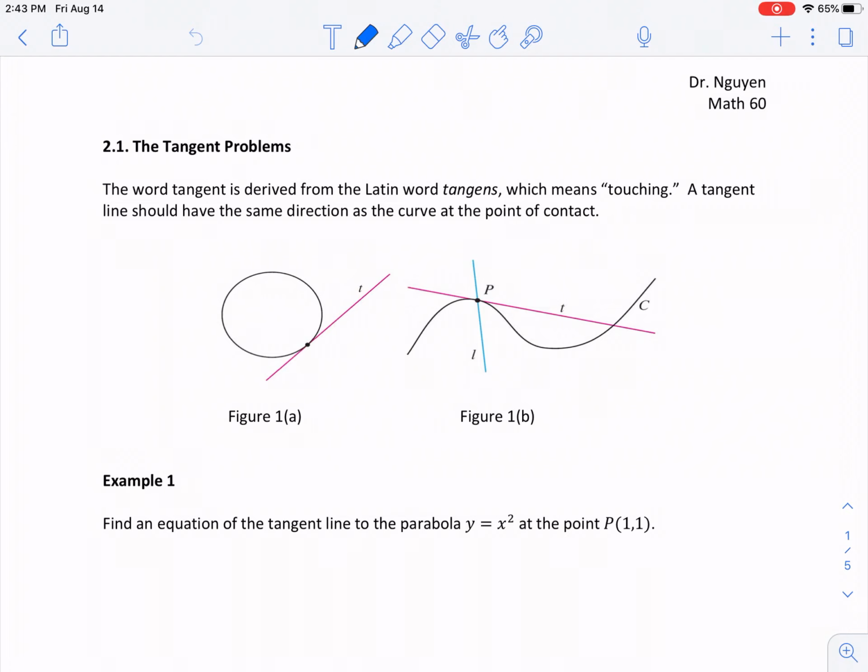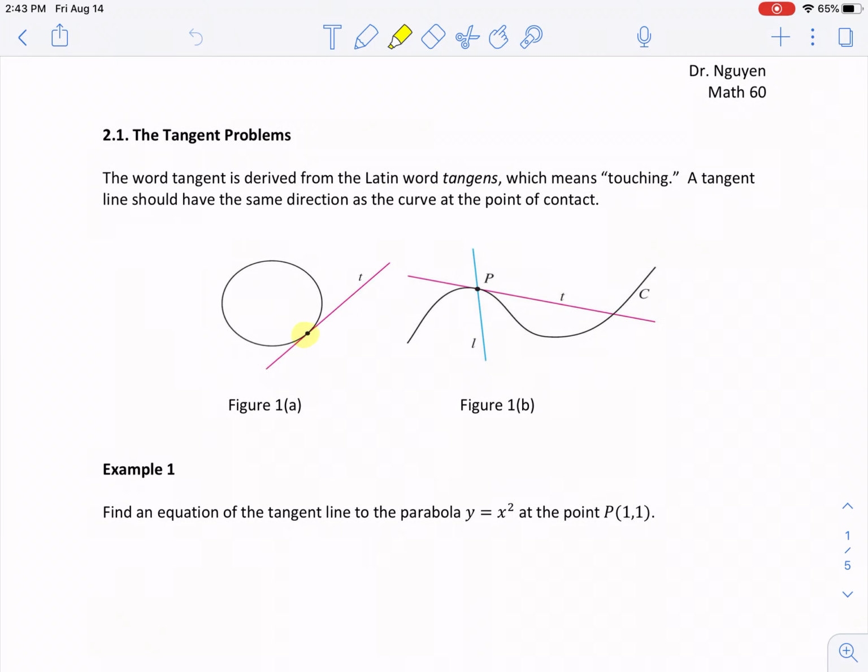Hi class, this section is all about the limit. In this section, we'll see how limits arise when we attempt to find the tangent to a curve or the velocity of an object. As you can see in figure 1a, we have a circle and the tangent line intersects the circle at only one point.